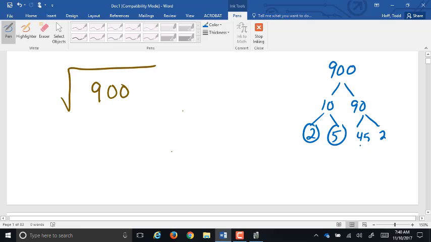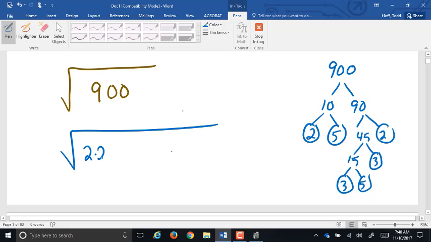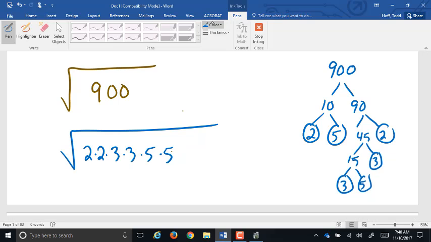Can 45 be split further? 15 and 3. Can 15 be split further? 3 and 5. Can 3 be split further? No. 5, 3, 2. So what this is, 2 times 2 times 3 times 3 times 5 times 5.